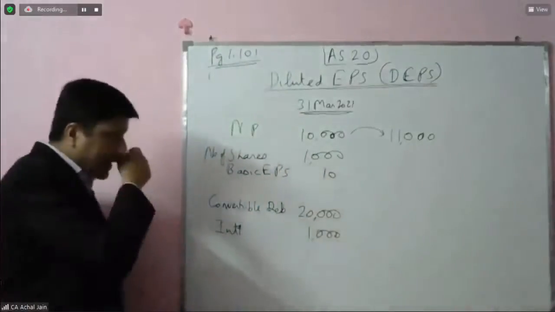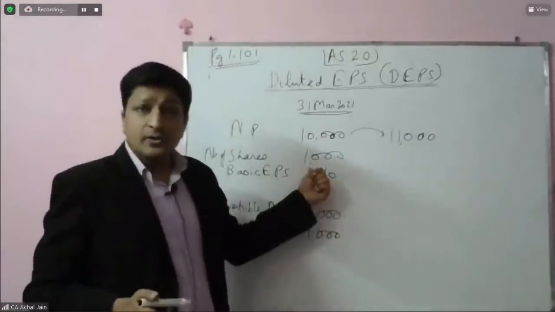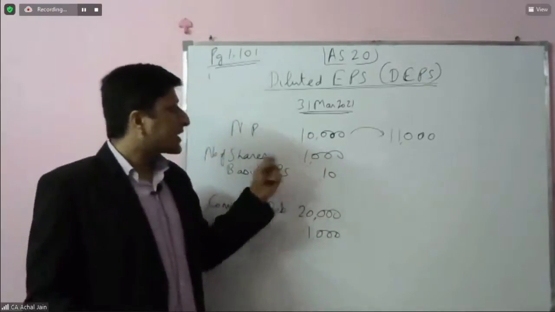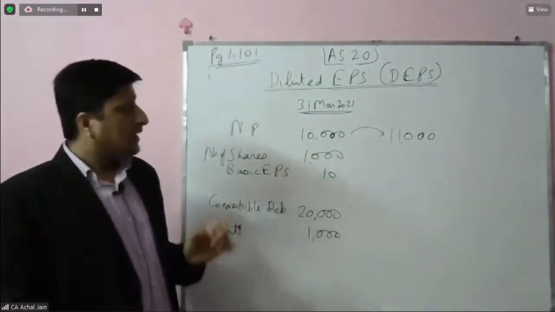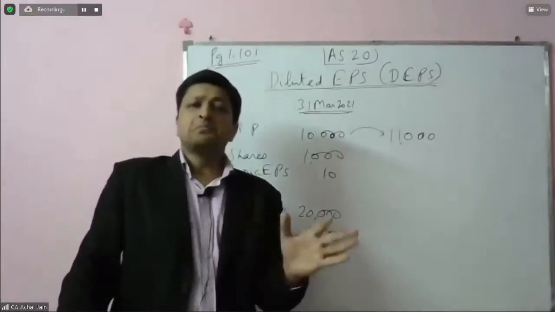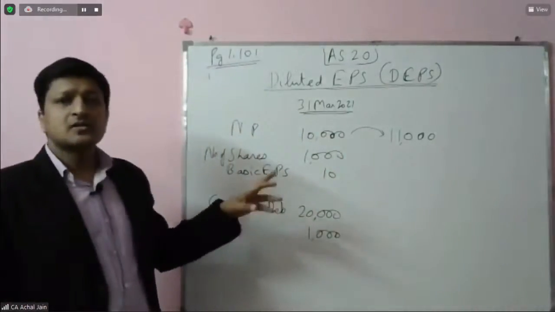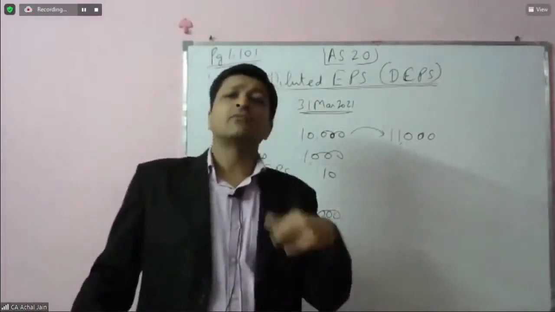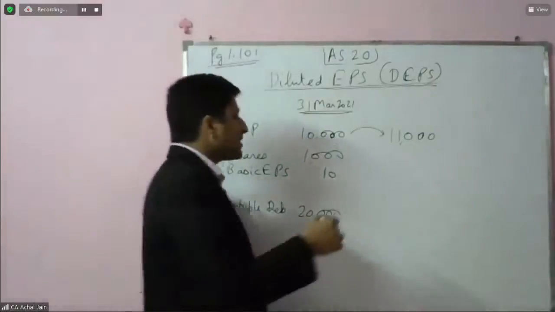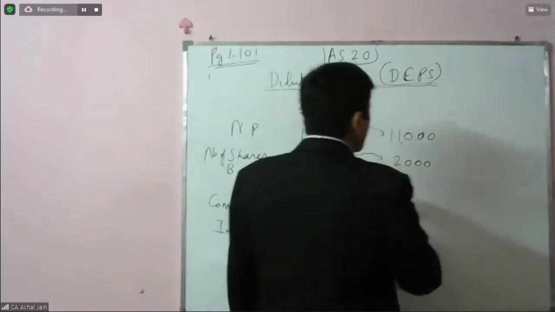So the profit will increase. Correct? But at the same time, what will happen? The number of shares will also increase, because these debenture holders will also get the equity shares. Let's suppose, as per the terms, and again, please don't get into the computation, these debenture holders on conversion into equity will get 1,000 equity shares. So now what will be the revised number of equity shares? Revised number of equity shares will be 2,000.